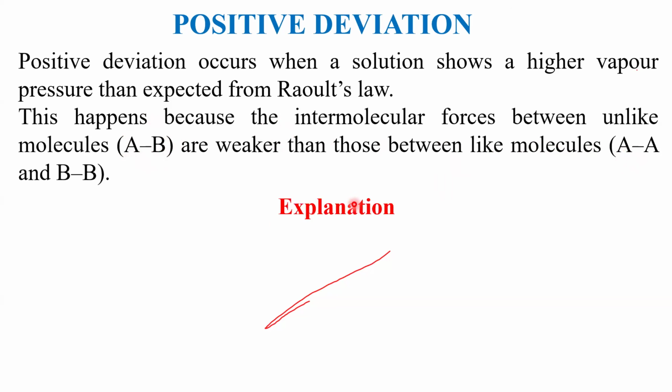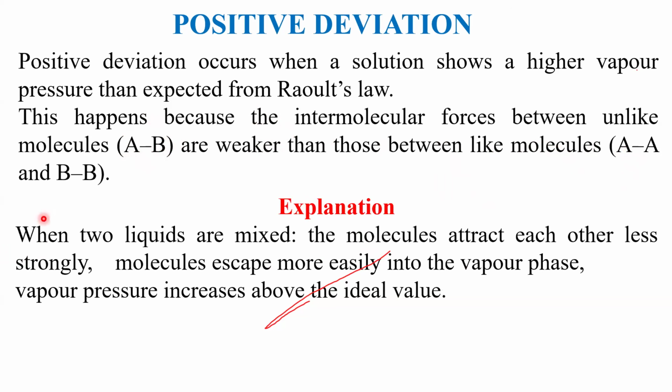So how can we explain this? Here is a simple explanation. They're saying that when two liquids are mixed, the molecules attract each other less strongly. So these molecules escape more easily into the vapor phase. And then the vapor pressure increases above the ideal value. So that is why it shows a higher vapor pressure than expected.